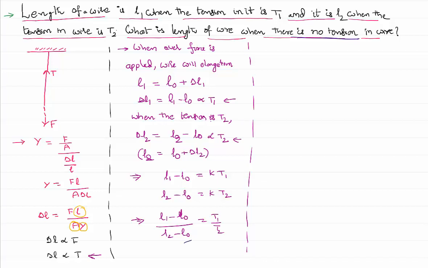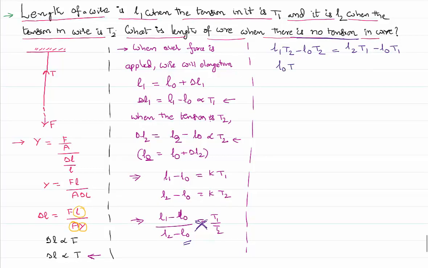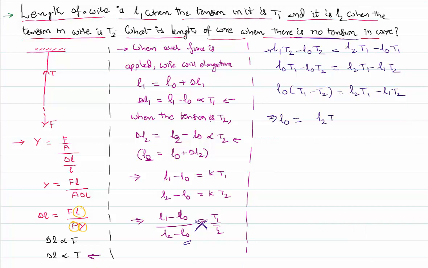Let's cross multiply this. So I will get L1 T2 minus L0 T2 equal to L2 T1 minus L0 T1. Getting the L0 terms to this side, it will become plus L0 T1 minus L0 T2 equal to L2 T1. Taking this term to the other side, minus L1 T2. I can take L0 common, equal to L2 T1 minus L1 T2. That implies the original length L0 of the wire when there is no tension applied is L2 T1 minus L1 T2 by T1 minus T2.